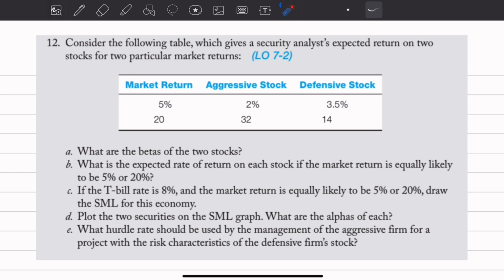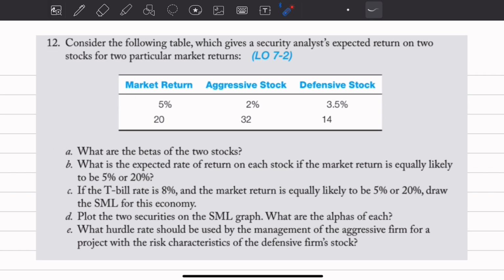In this video we're going to be looking at problem number 12, so let's read the requirements together. It says, consider the following table, which gives a security analyst's expected return on two stocks for two particular market returns. And then we have this table here where it gives us two scenarios for the market return and the corresponding expected return for each of the two stocks, one being an aggressive stock and the other one being a defensive stock. So let's see what's required here.